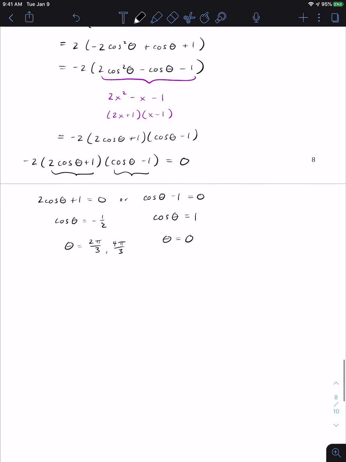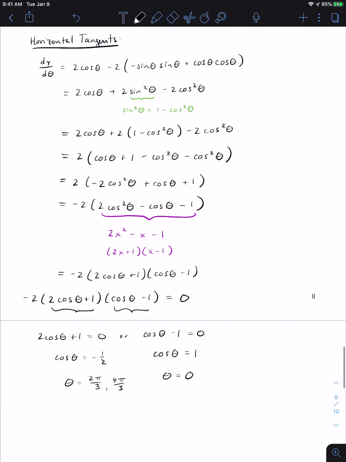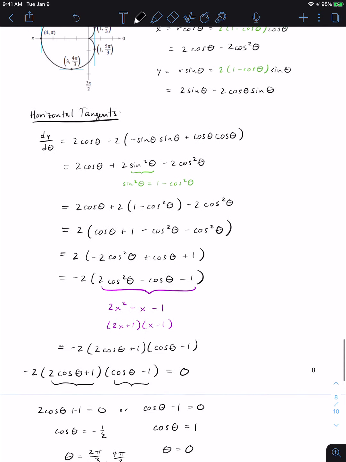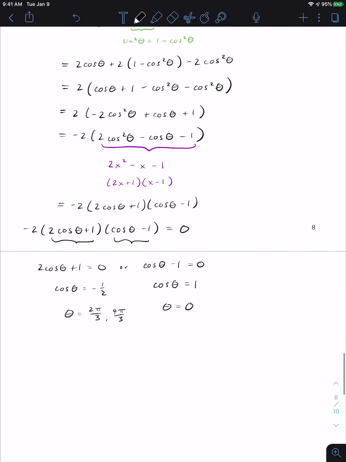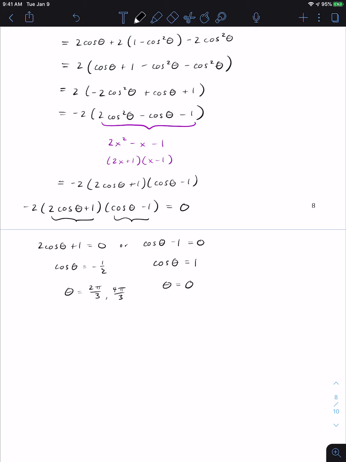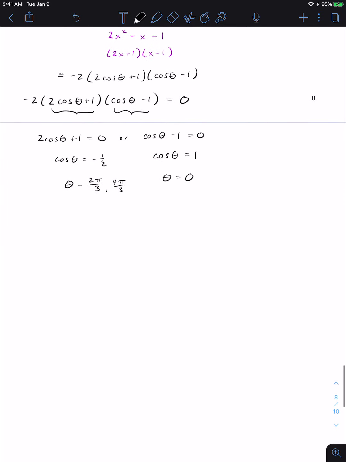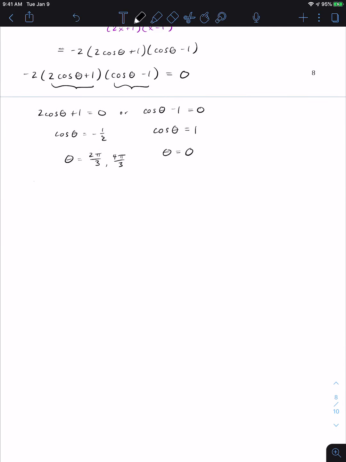Okay, so again, I can't verify completely that those are where my horizontal tangents occur, because I've got to make sure that my vertical tangents don't also occur there, right? Because if my x derivative and my y derivative both equal 0, then I can't confirm whether it is a horizontal tangent or a vertical tangent there, right? So now I look at my vertical tangents.